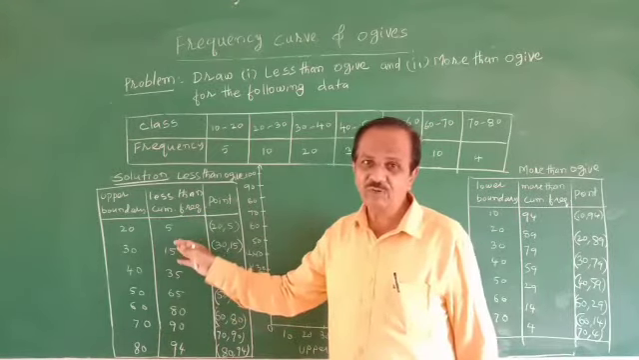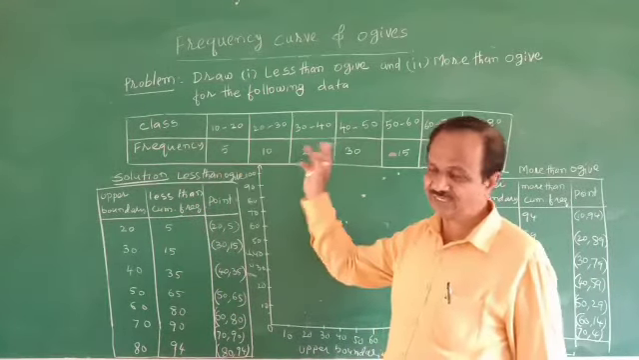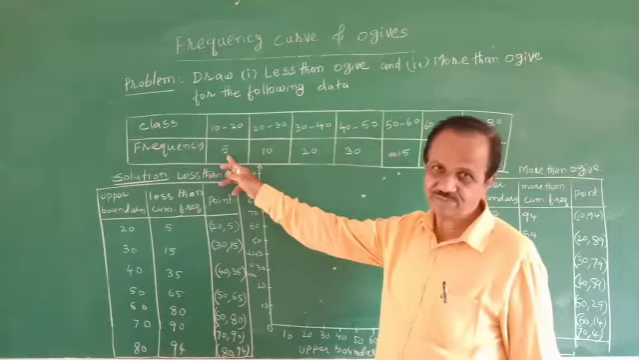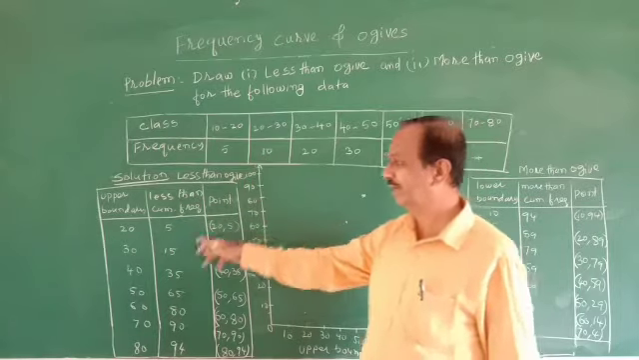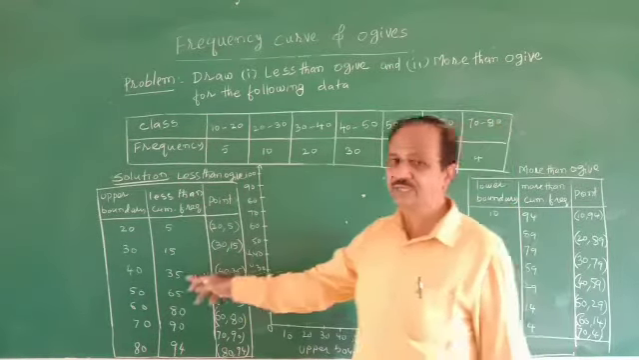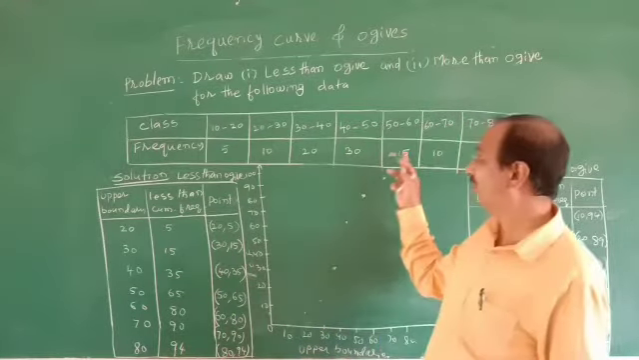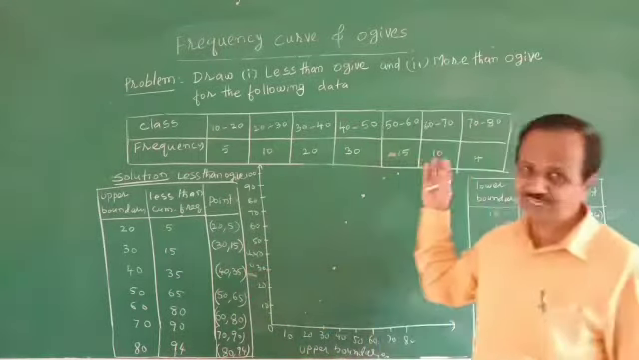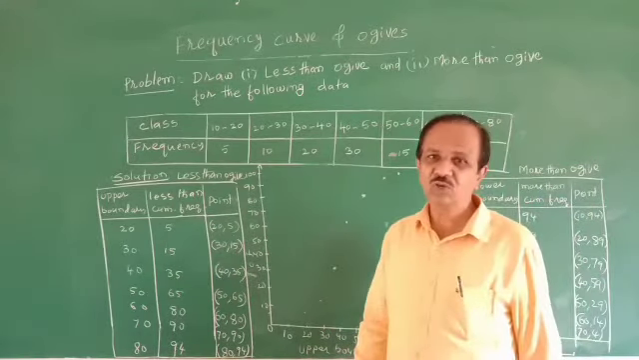Then the less than cumulative frequencies. Go on adding the frequencies from lowest to highest. First 5, the first class frequency. And 5 plus 10, the next class frequency, is 15. 15 plus 20 is 35. Again 35 plus 30 is 65. 65 plus 15 is 80. 80 plus 10 is 90, and 90 plus 4 is 94. These are the less than cumulative frequencies.